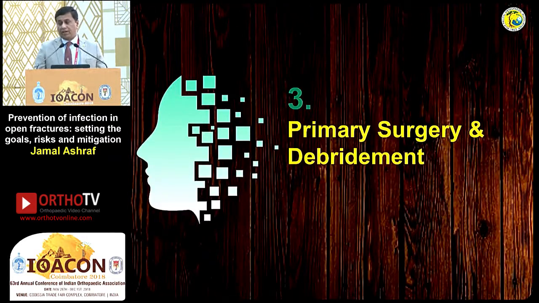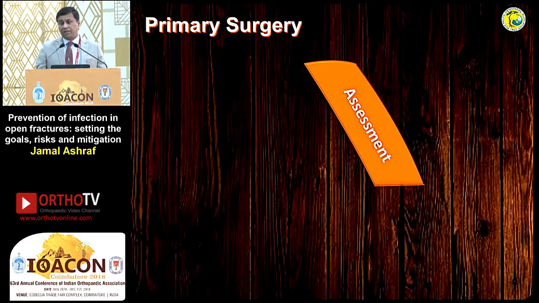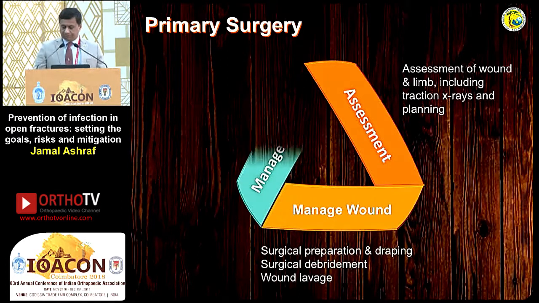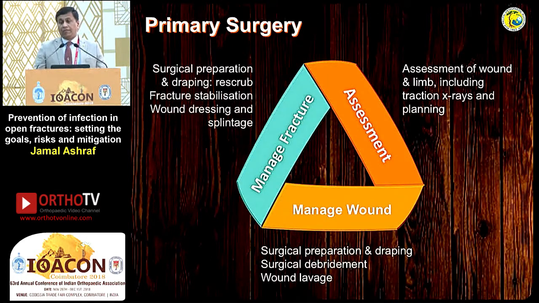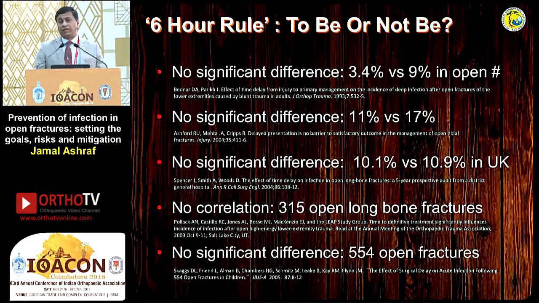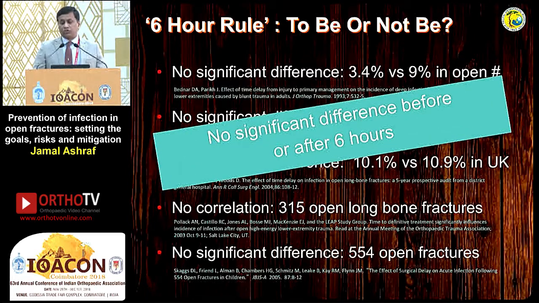Point number 3, primary surgery and debridement. The key to your primary surgery should be preservation of the life and the limb, accurate and complete debridement, initial injury assessment, and fracture stabilization. Now, for long we have worked under the assumed 6-hour rule. This had been the basis of our treatment of open fractures, but current literature has debunked this. And currently we know that there is no significant difference between before or after 6 hours of injury.